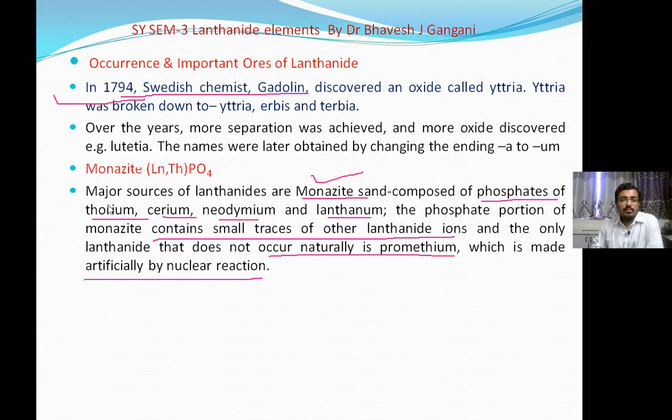So the formula of monazite is LnThPO4. LnThPO4: thorium, then after that phosphate. Ln means lanthanide. In it, all 14 lanthanide elements that we have studied are included, except promethium.